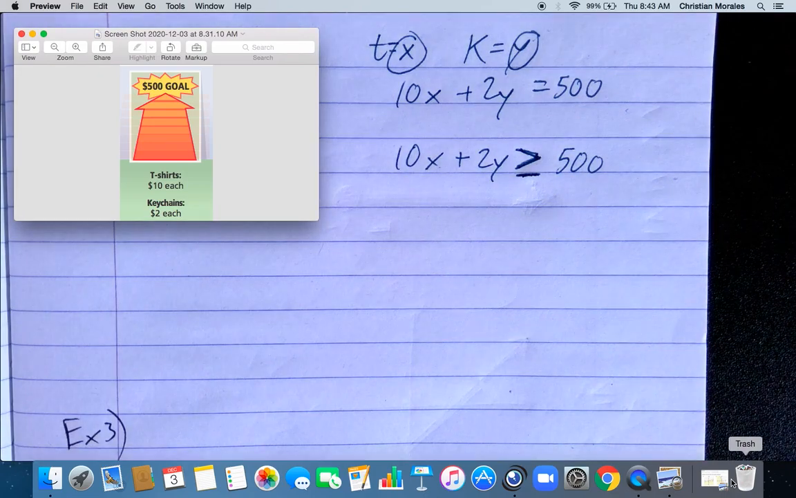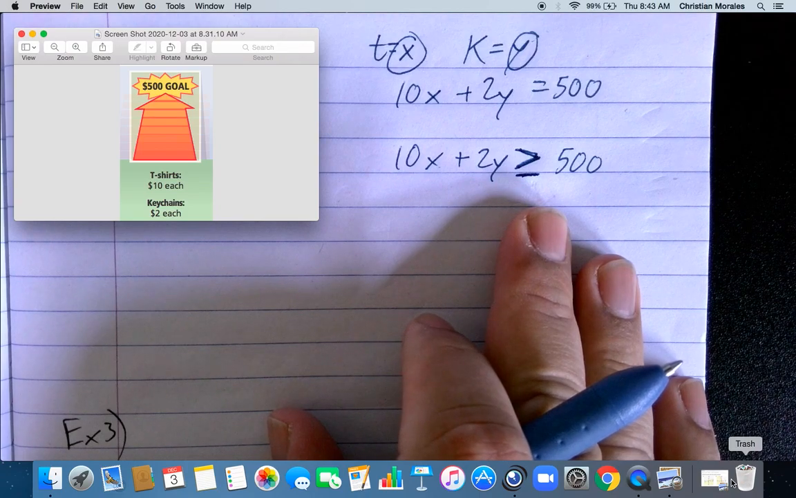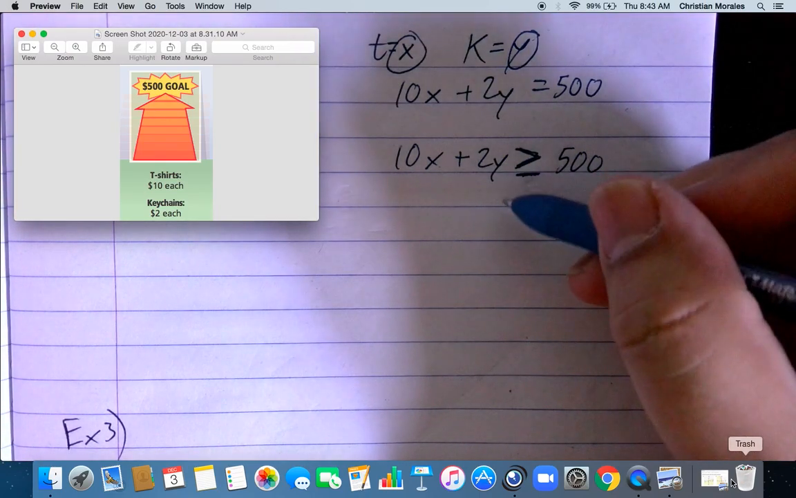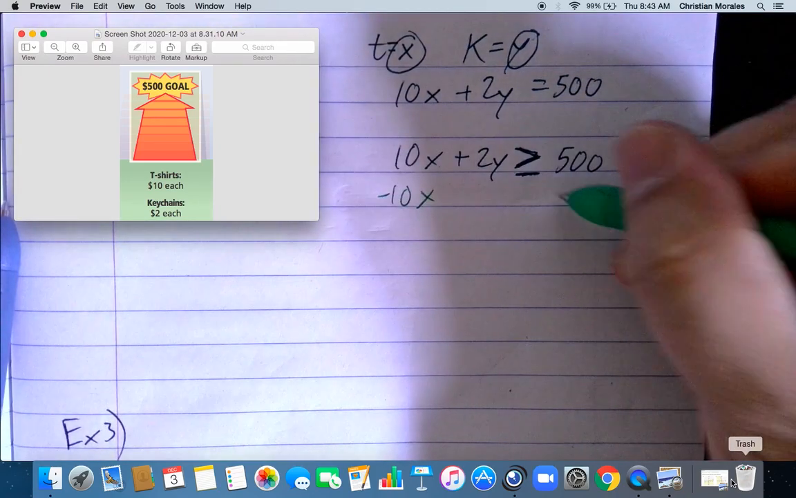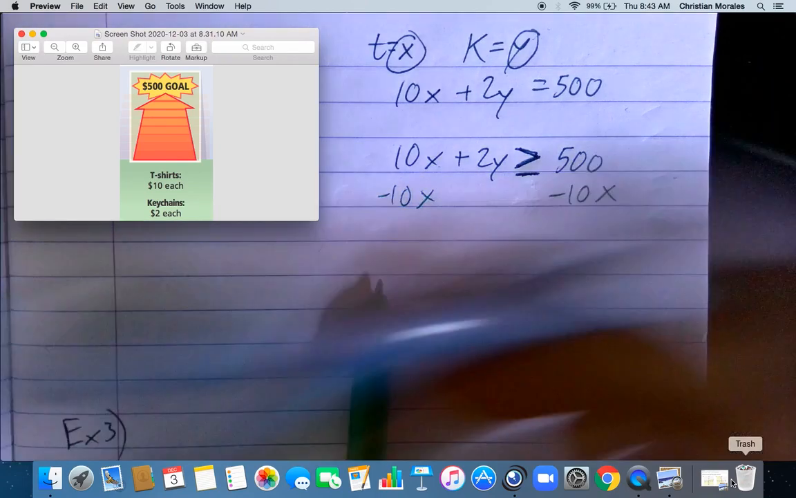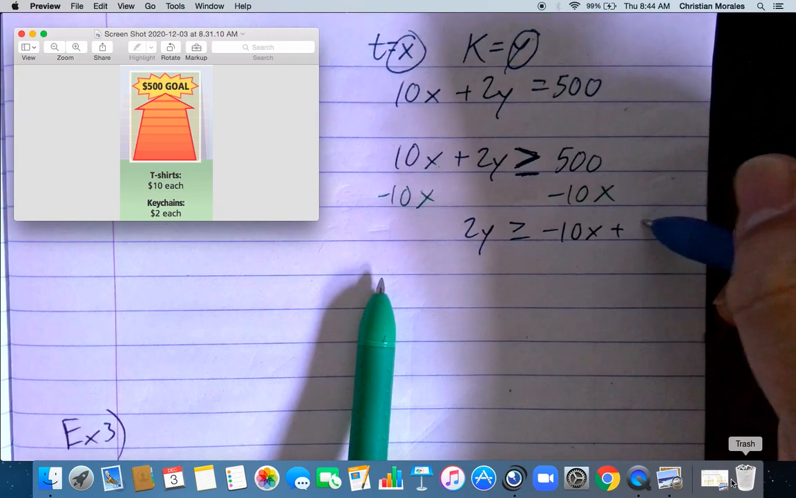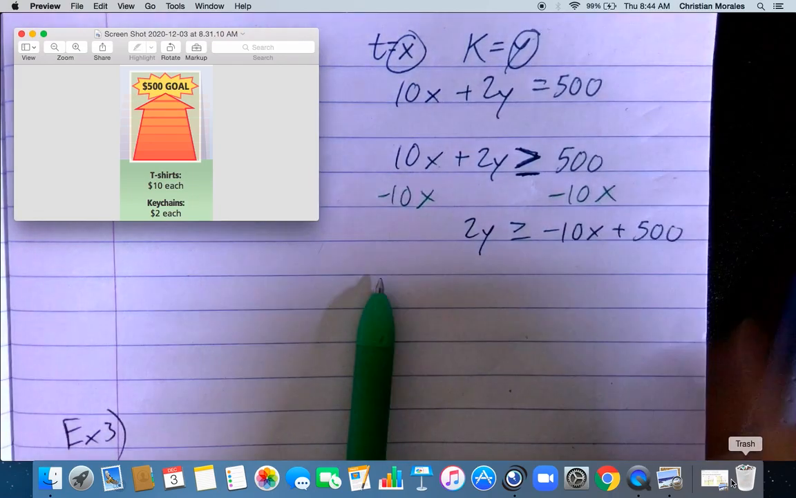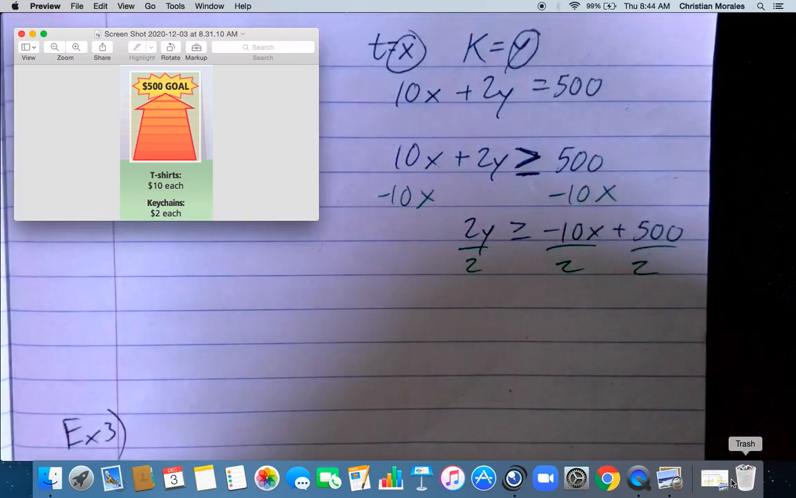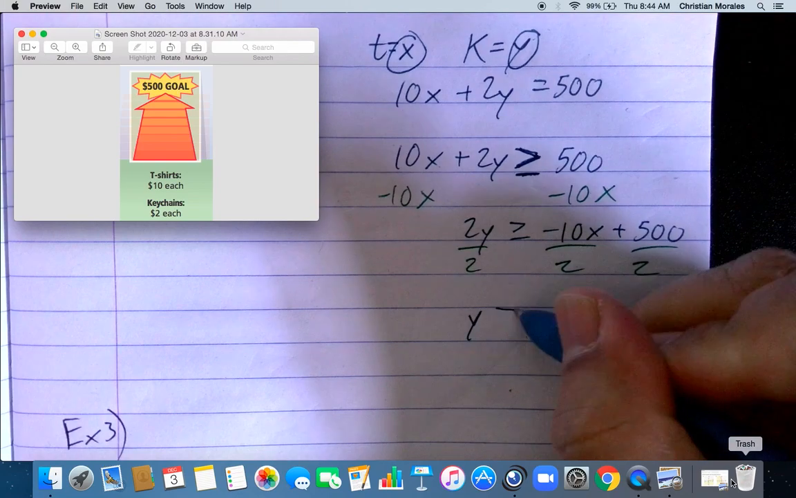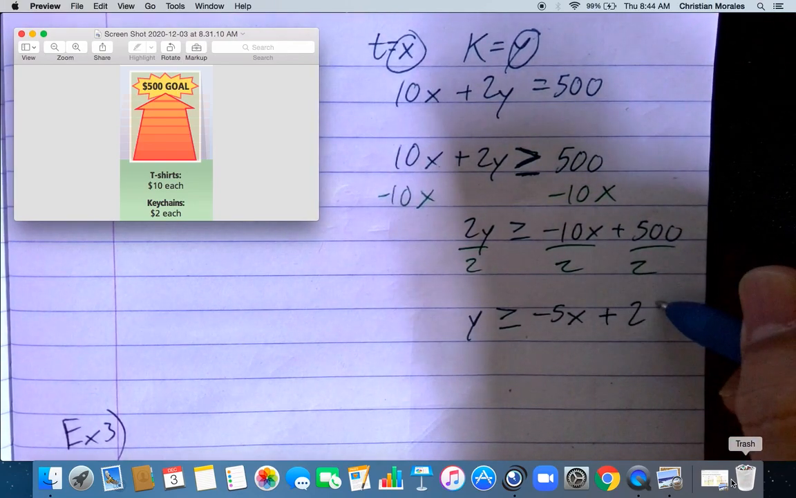Okay? Now, here's a problem. If you're going to graph this, right, this is not y equals mx plus b. So we'd have to change it. We'd have to make it equal to y. So we're going to start by moving 10x to the other side. Looks like this. They're not like terms, so they don't combine. And now I have to divide by 2. Everything divides by 2. And now I get y is greater than or equal to negative 5x plus 250.